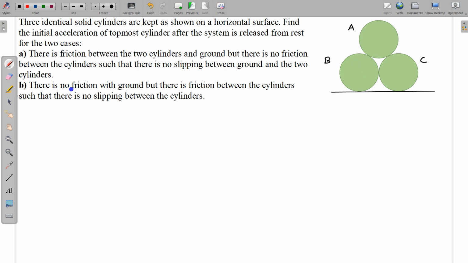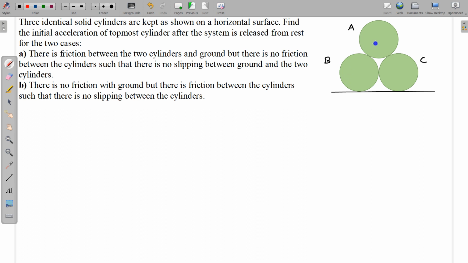And the second case is there is no friction with ground, but there is friction between the cylinders, friction between these contacts, like these contacts between the cylinders, such that there is no slipping between the cylinders. There is no slipping between the cylinders here. So let us first discuss case number 1, when there is friction between the two cylinders and the ground.